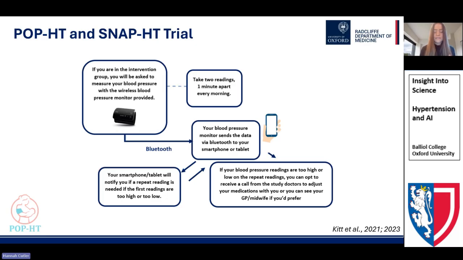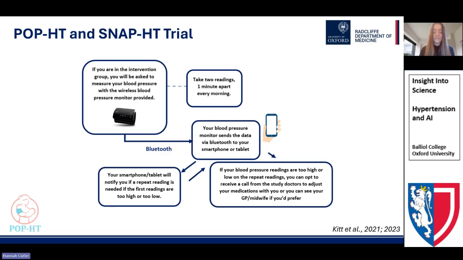So what they did is they asked women in the intervention group to measure their blood pressure using a wireless blood pressure monitor that they provided. They were asked to take 2 readings 1 minute apart every morning, and then through Bluetooth, they sent the information back to a doctor or a physician. And if their blood pressure readings were too high, then the physician could tell them to adjust their medication.